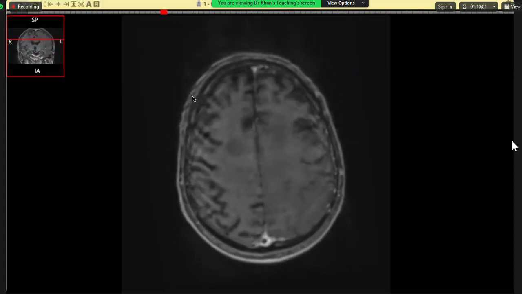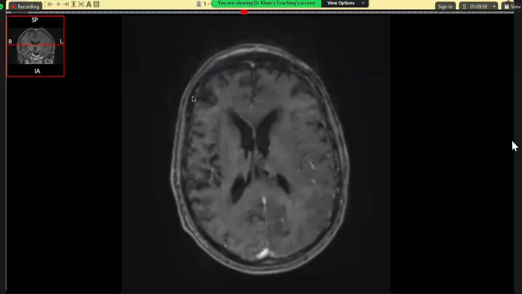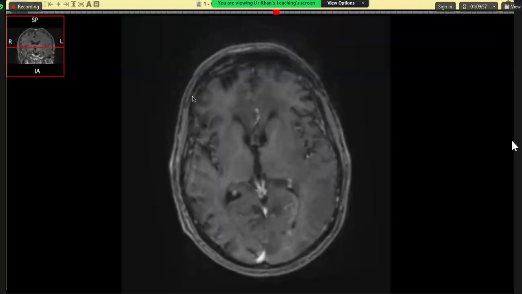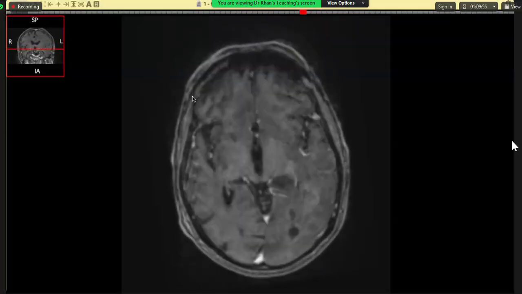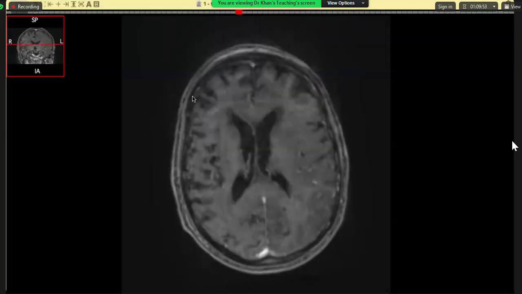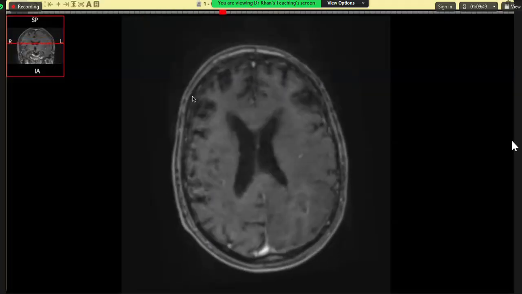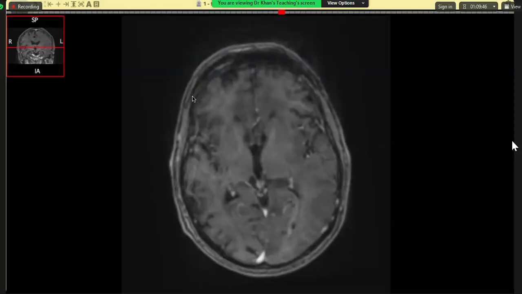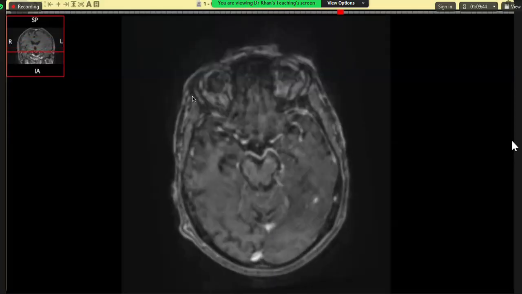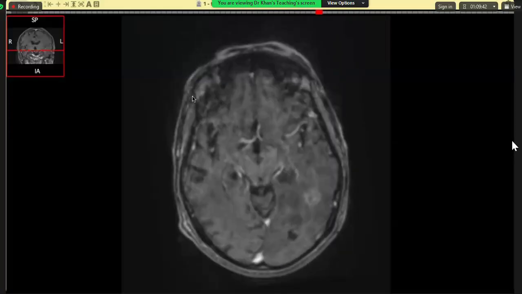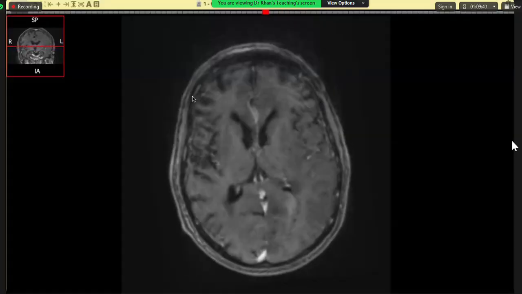I can see that some of the lesions show marginal contrast enhancement, especially here in the left aspect, in the left low parietal region. Okay. Yes, there is multiple contrast enhancement for this lesion, marginal.